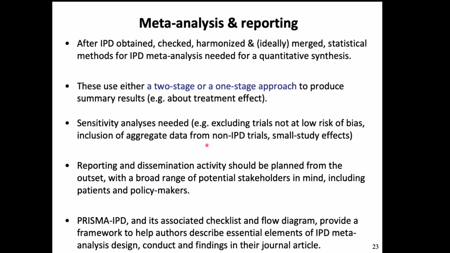But you may think about extended analyses, such as looking at a subset of trials that you consider to be low risk of bias. You're maybe not going to get IPD from all studies, so you might think about including aggregate data from studies that don't provide their IPD.